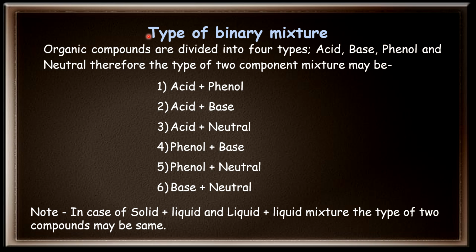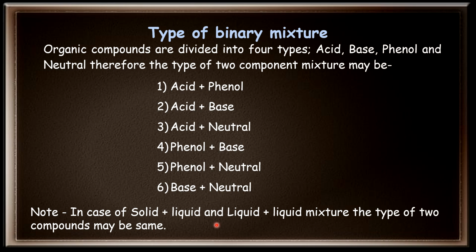Type of the binary mixture. Organic compounds are divided into four types. We all know that an organic compound may be acid, base, phenol, or neutral. Therefore, as it is a mixture of two organic compounds, the type of the mixture may be acid plus phenol, acid plus base, acid plus neutral, phenol plus base, phenol plus neutral, and base plus neutral. But in case of solid plus liquid and liquid plus liquid mixture, the type of both compounds may be the same.